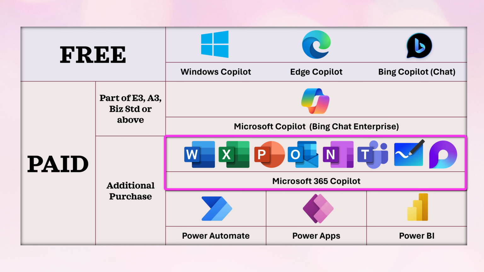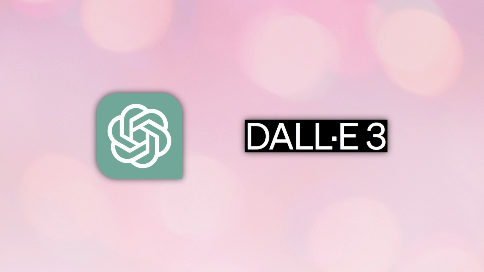Whereas Microsoft 365 Copilot, which is a part of Word, Excel, PowerPoint, and so on, you have to pay extra licenses for. Power Automate, Power Apps, and Power BI also have copilots which have their own licensing. All of them use ChatGPT behind the scenes. Some of them also use DALL-E 3 for image generation.